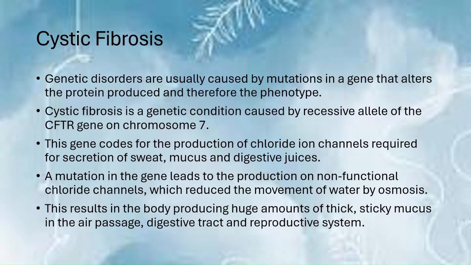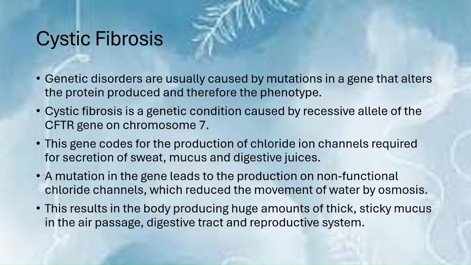So now we're looking at cystic fibrosis, which is a genetic condition that you need to learn about in topic 2. Genetic disorders are usually caused by mutations in a gene that alters the protein produced and therefore the phenotype. Just to remind you guys, phenotype is the physical characteristic as a result of a specific gene. Cystic fibrosis is a genetic condition caused by recessive alleles of the CFTR gene on chromosome 7.